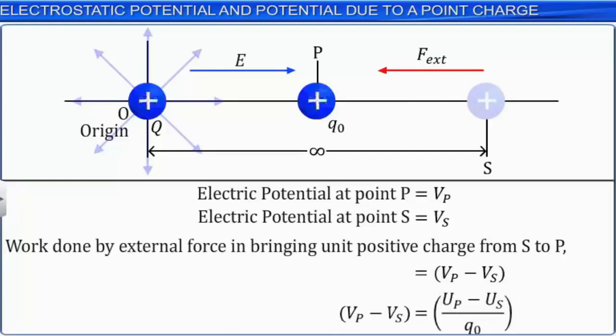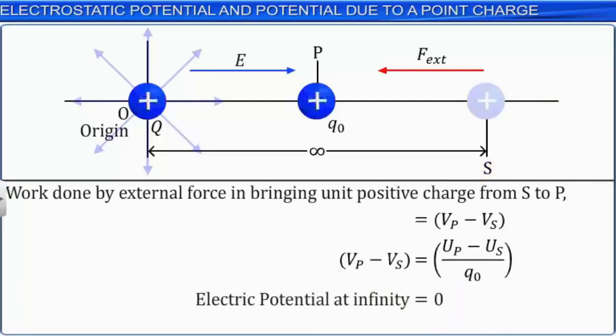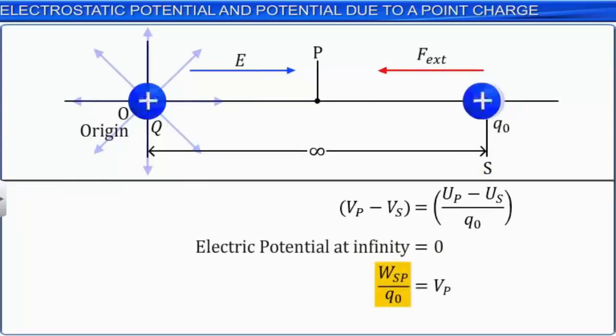Choosing S to be at infinity and also the electric potential at infinity as 0, the work done by the external force to bring the unit positive charge from infinity to point P in the electric field is equal to the electric potential VP at point P.